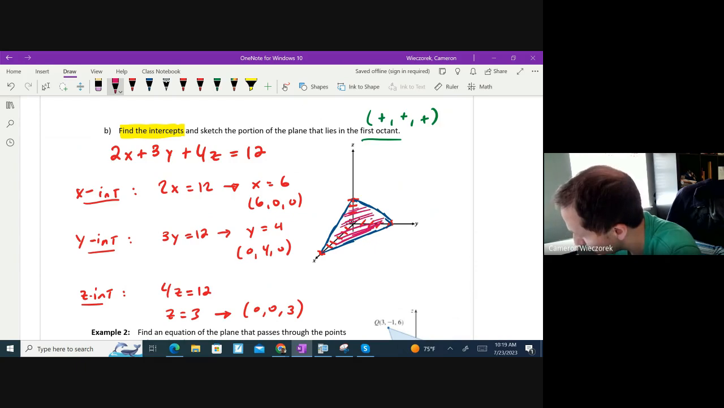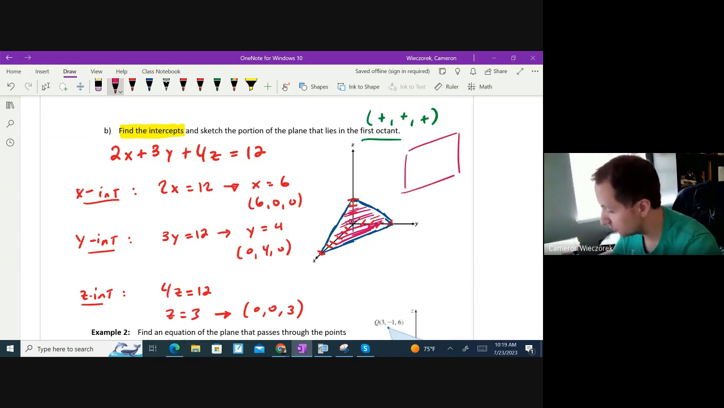This is not the entire plane, right? The entire plane would be continuing on two-dimensionally forever in both directions, but this is the slice of the plane that you see in the first octant. Okay. All right.